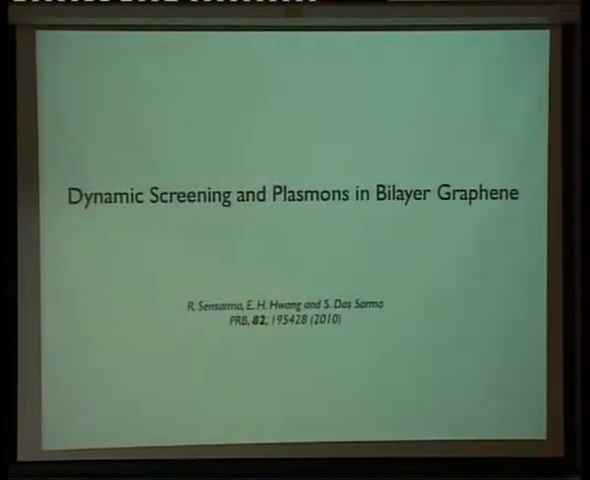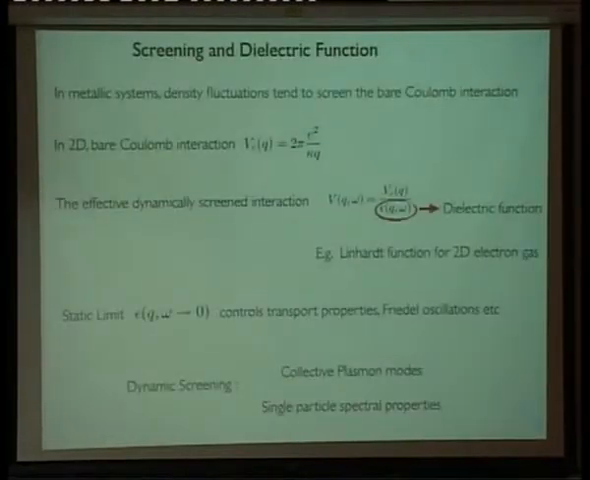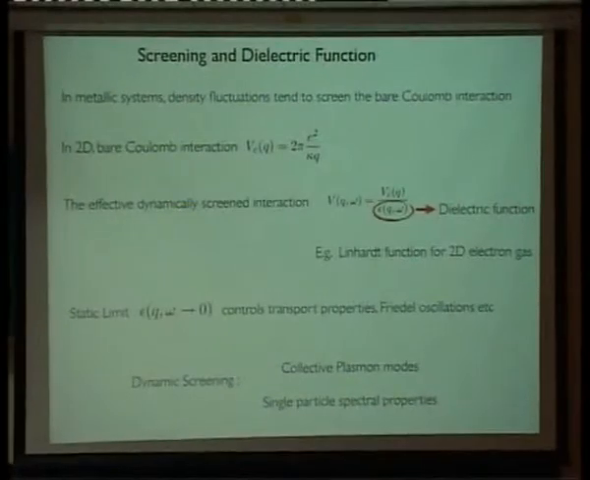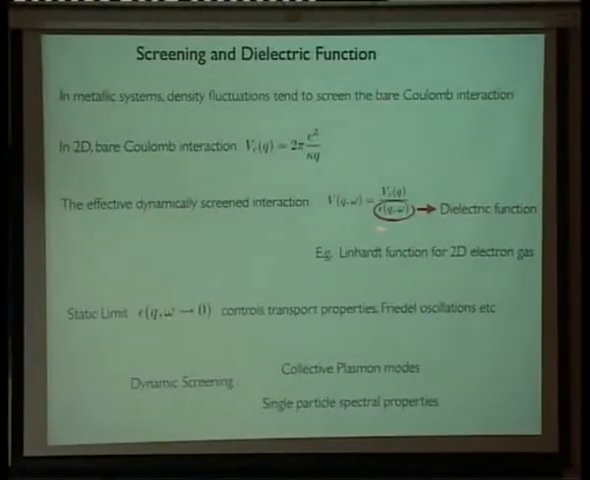So let's first look at dynamic screening and plasmons in bilayer graphene. This is work done with Yuhan Wang and Shankar Sharma. And in 2D, what happens is you get a bare Coulomb interaction, but then electrons effectively start to screen this Coulomb interaction. And this screening can be expressed in terms of a dielectric function, which is a function of both wave vector and frequency. For example, in a 2D electron gas, you have the Lindhard function, the very celebrated Lindhard function.